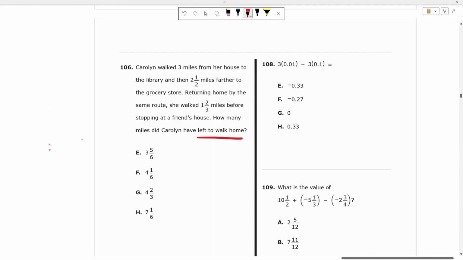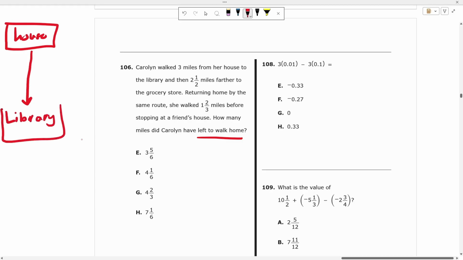Okay, so let's just draw a map of what happened. Let's just say that her house is up here. And then she decides to leave her house and walk 3 miles from her home to the library. Let's say the library is right here. So we know that this is 3 miles. Okay? And then from the library, she walked 2.5 miles further to the grocery store.